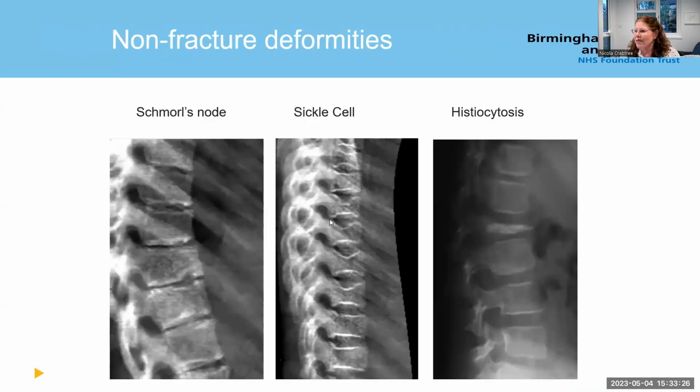Other non-fracture deformities, we see these through growth. Scheuermann's nodes, sickle cell disease can cause these classic H-shaped vertebrae, or histiocytosis, where you get the vertebra plana.